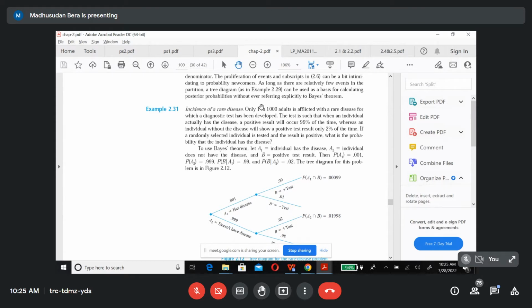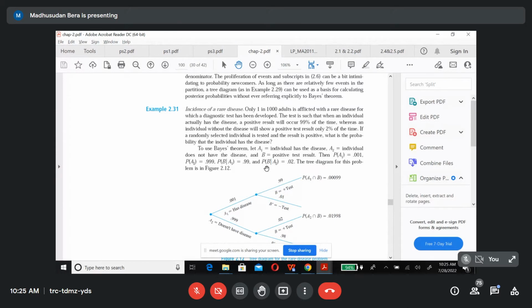A2, the individual does not have the disease. So it is the complement, 0.999. So A1 and A2, are they mutually exclusive and exhaustive or not? One is the individual has the disease, the other is the individual does not have the disease. So both are complements, so they are a mutually exclusive and exhaustive set of events.